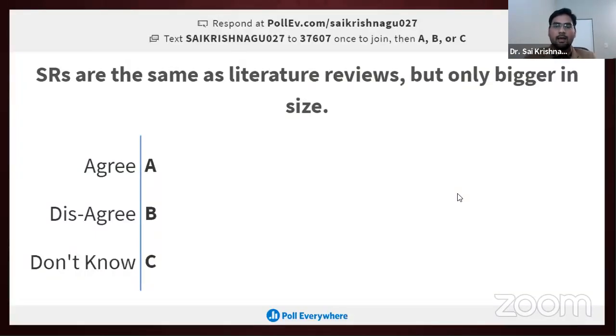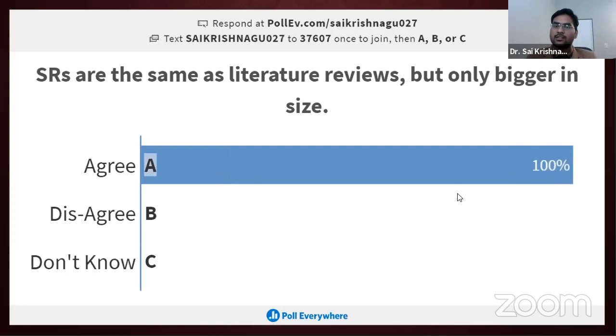So here is again a poll question. It's time to take up your phones and, as I told you before, go to pollev.com/SaiKrishnaGU027. I suggest you keep this as a separate tab if you're using your mobiles, because I'll keep asking you some interesting questions during my presentation, so you can participate interactively. The question is: systematic reviews are the same as literature reviews, but just bigger in size. Is it true or false? I repeat the question: are systematic reviews the same as literature reviews, but just bigger in size? Do you agree or disagree, or maybe you don't know at all?